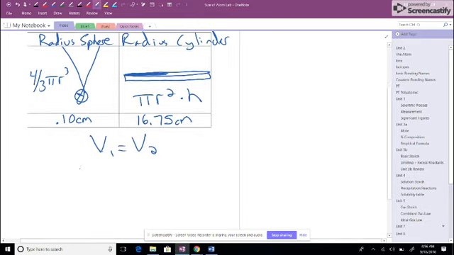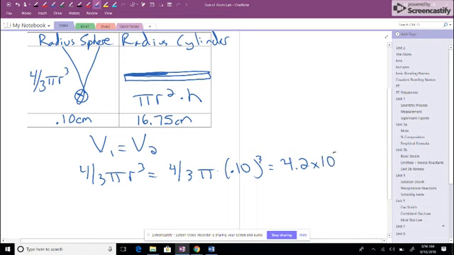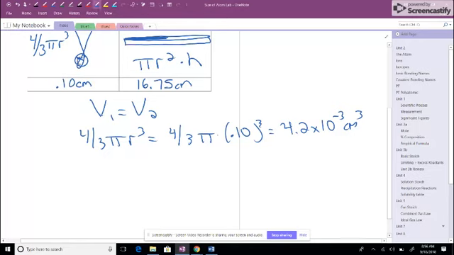Okay, now for volume 1, 4/3 pi r cubed. If we substitute the radius of that sphere, which was 0.1 centimeters, we get 4.2 times 10 to the negative third centimeters cubed. So that would be the volume of this little sphere of oil. Now, once I put that in the water, if all of this went in the water and it spread out and we measured it, well, this volume should equal this volume. So that means that 4.2 times 10 to the negative third centimeters cubed should equal pi r squared h.